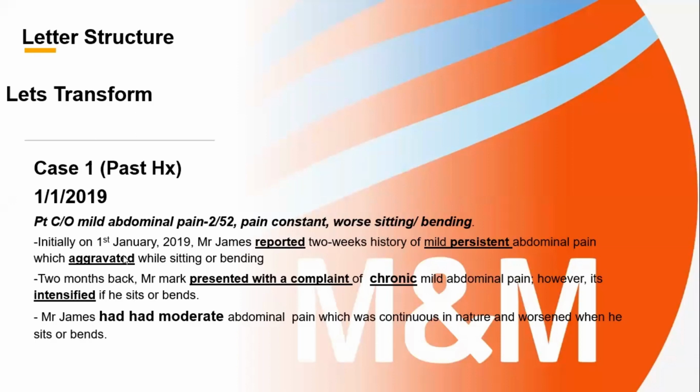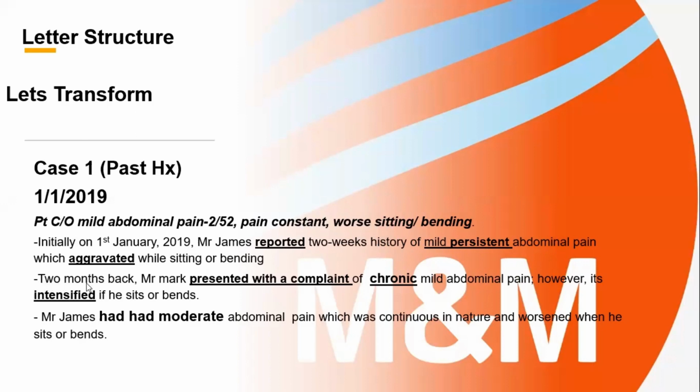I'll read it afterward. Initially, on 1st January 2019, Mr. James reported, so transformation is important, a 2 week history of mild persistent pain, changing the word to persistent abdominal pain, which aggravated while sitting or bending. Then, if this date is 2 months back, we can write it down.